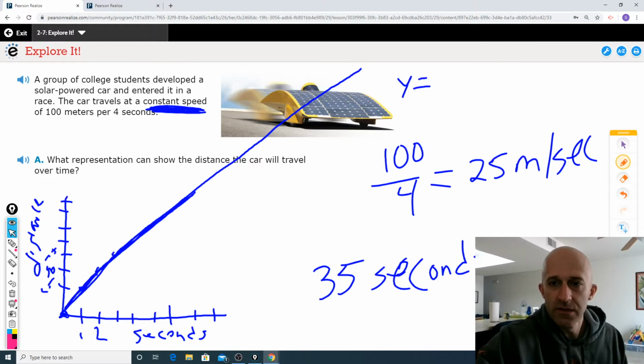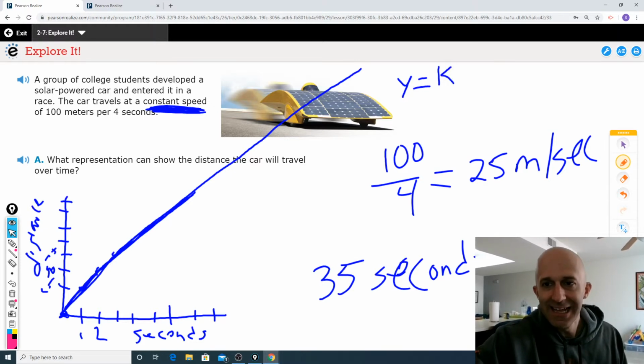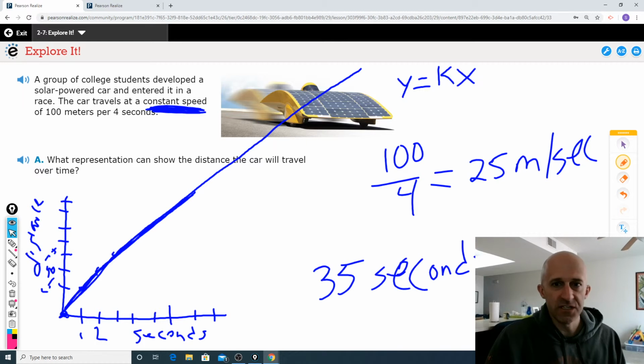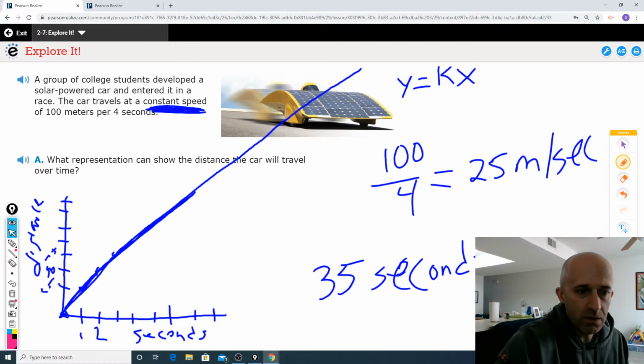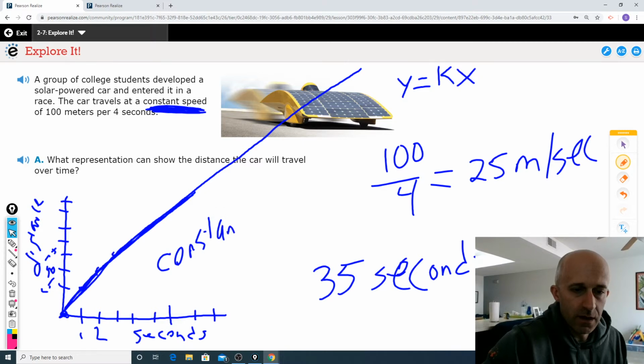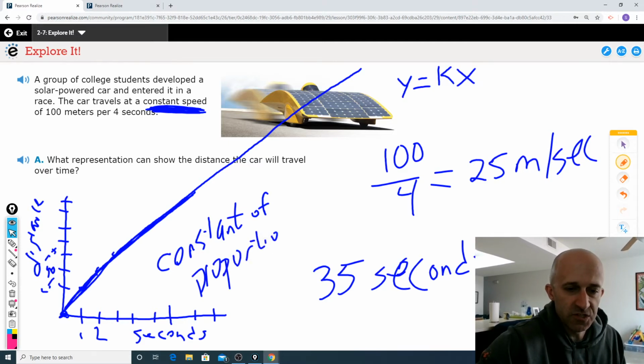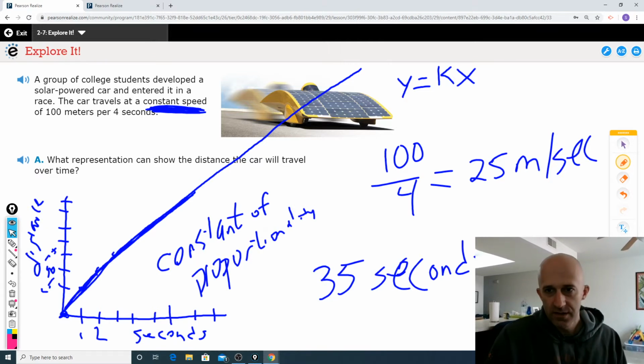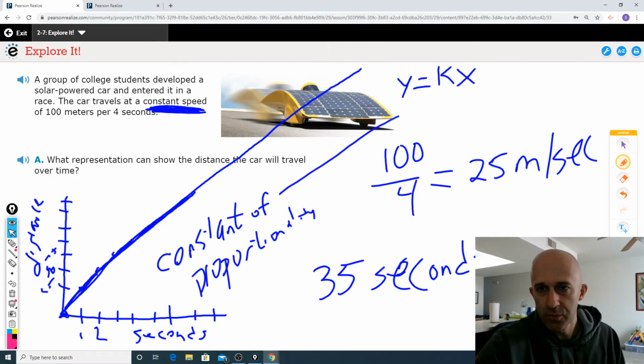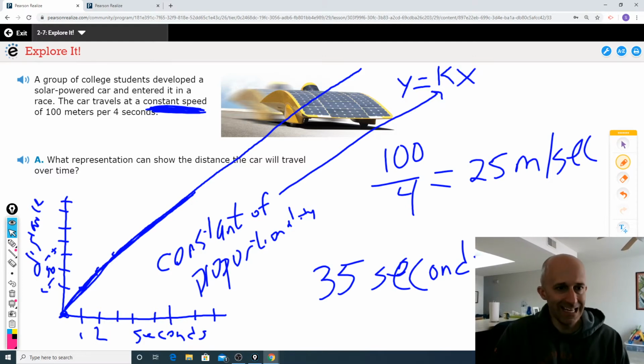Y equals, and this is going to be kx, but we're going to turn this into mx here in just a second. K is what we call the constant of proportionality. It's a fancy word for saying what is our rate that we're using here. That is what K is. Constant of proportionality is what K is.